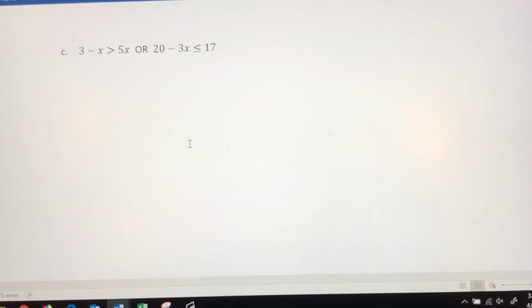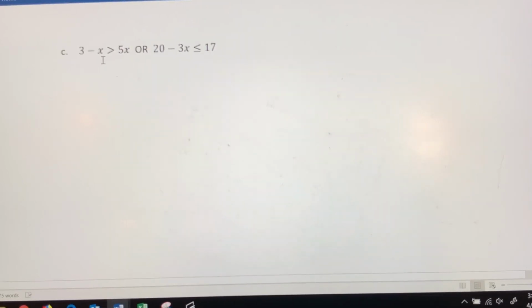And the final compound inequality for this video is going to look like this. We've got 3 minus x is greater than 5x, or 20 minus 3x is less than or equal to 17. This is an OR compound inequality just like the previous one, but our solution set is going to be a little different. Also, in this first piece, we've got variables on both sides.